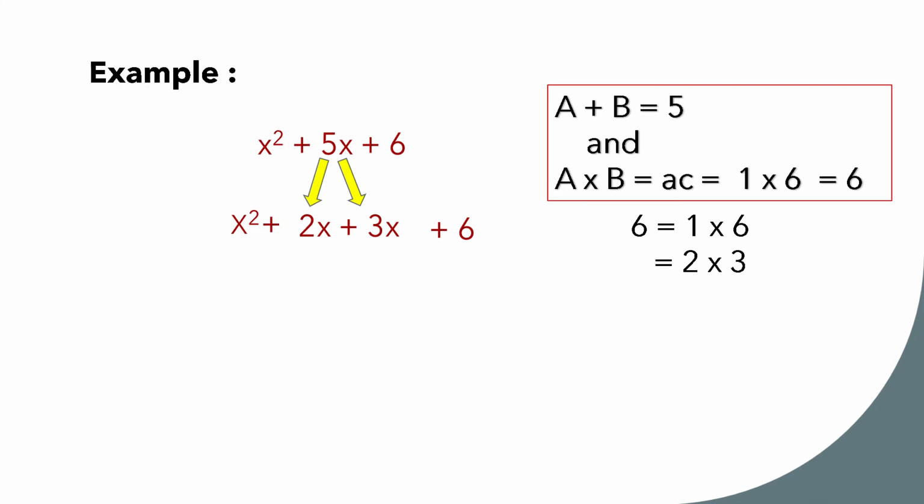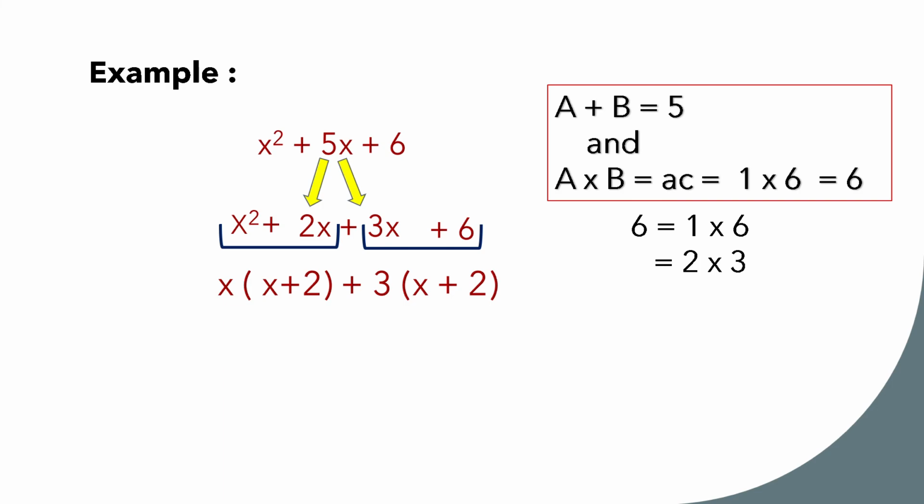Here the total expression has 4 terms and no common factor, so we can use the grouping method. In x square plus 2x the common factor is x, leaving x plus 2, and in the second group we take 3 common, leaving x plus 2. Now we get x plus 2 as common in both terms. After taking out x plus 2 we get x plus 3. Now the total expression is in factorized form. It is the product of factors. So this is the factorization of an algebraic expression by splitting up the middle term.